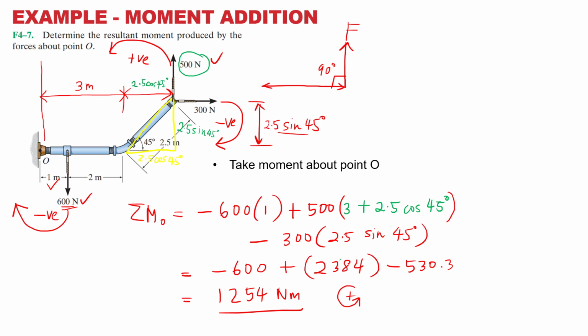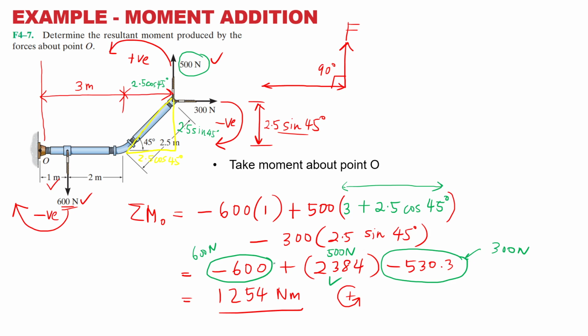So the color I'm going to use is green. This one comes from the 300, this is the 300 force. This comes from the 600, which is small. This is the 600 force, this is the 300 force, and this is the 500 Newton. So 500 Newton, its distance is very far. How far is the distance? This far. It's long. So when your distance is longer from the origin of the axis that you are calculating, the value will be very large. So 1254. Let's check it out. Is it correct or not?